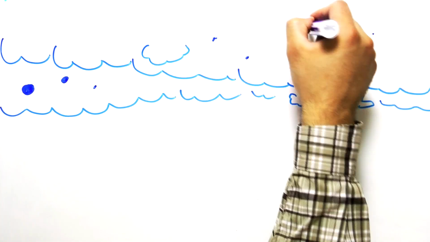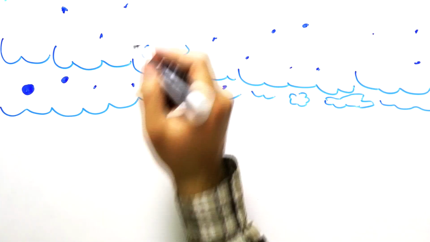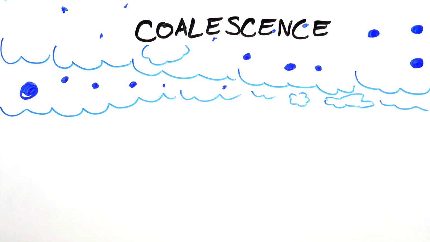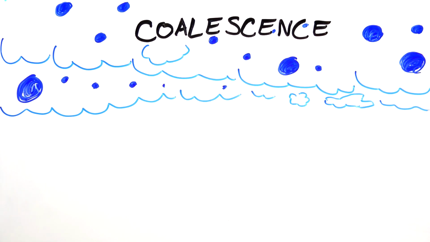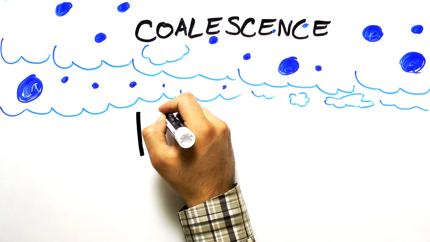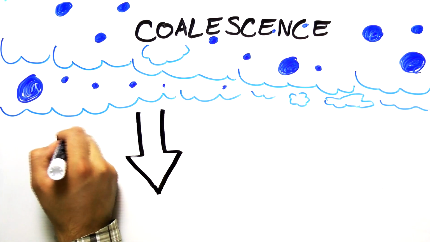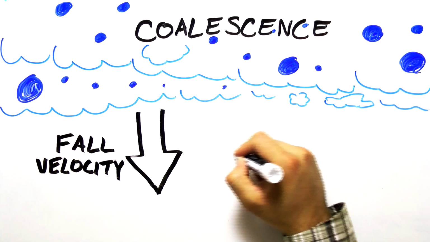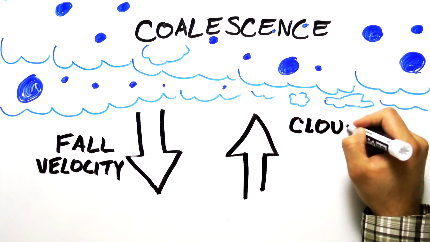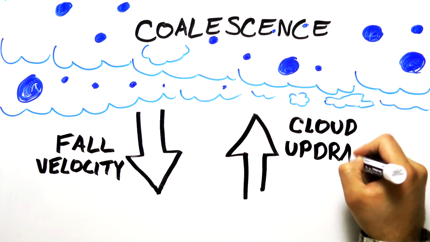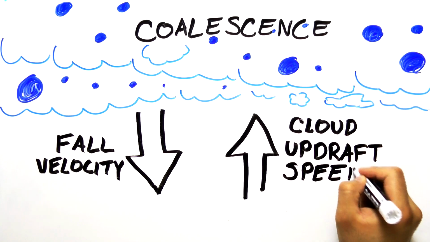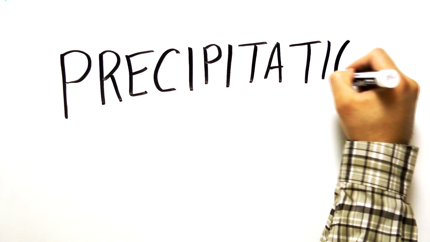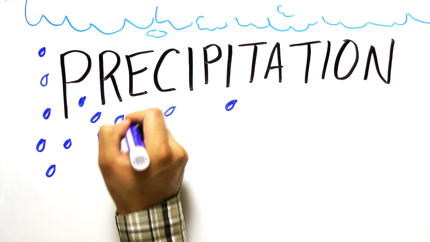The collision and combining process that turns droplets into raindrops is called coalescence. It takes millions of droplets to form a single raindrop. Warm updrafts push the cloud up, so the raindrops have to get heavy enough that the fall velocity exceeds cloud updraft speeds. In layman's terms, this means that the water has to get heavy enough that the force of gravity pulling it down is more than the force of the wind pushing it up. When it finally falls, we call it precipitation.